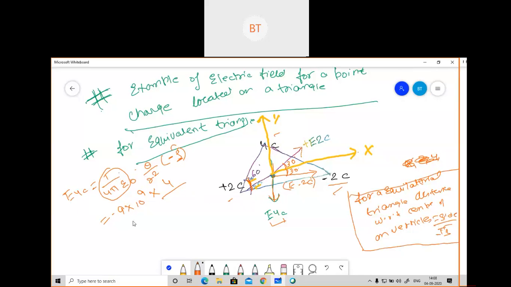So for this I have written minus 9 into 10 to the power 9. Charge 4 is given in your problem, 4C. Then I have to write r square. What will I write here? The side of the triangle is given as a equal to 1 meter, since all sides are equal because it is an equilateral triangle. So I will write here 1 by root 3 whole square, because the distance of any vertex I will denote by side by root 3. So the side is 1, and it is 1 by root 3 whole square.